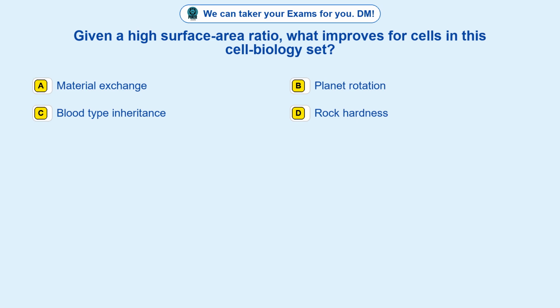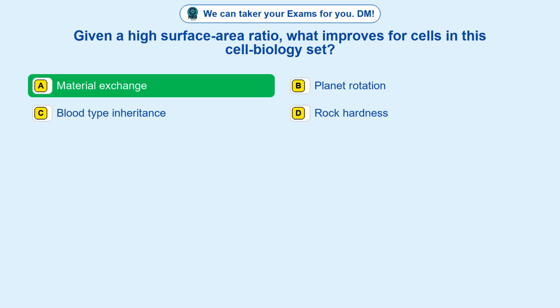Question 26. Given a high surface area ratio, what improves for cells in this cell biology set? Option A, material exchange. Option B, planet rotation. Option C, blood type inheritance. Option D, rock hardness. The correct answer is option A, material exchange.